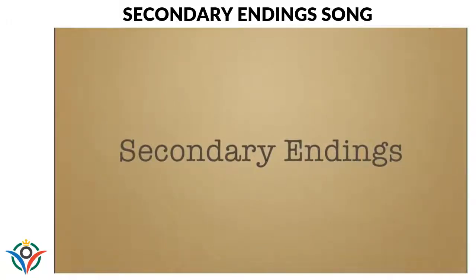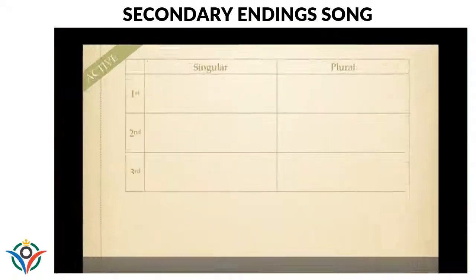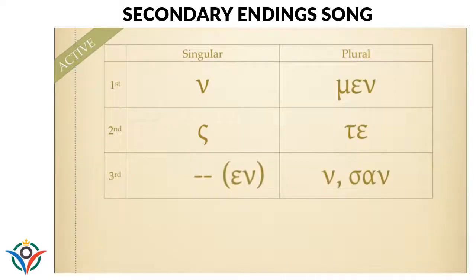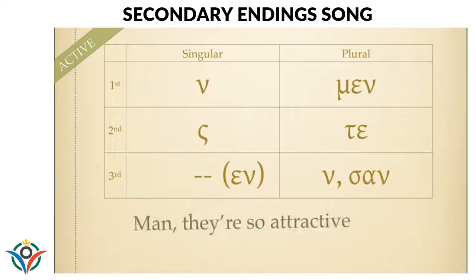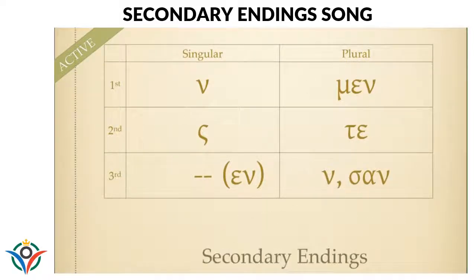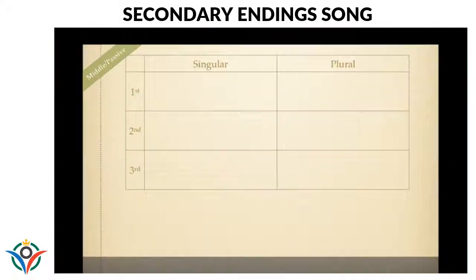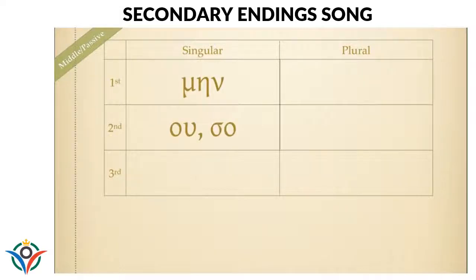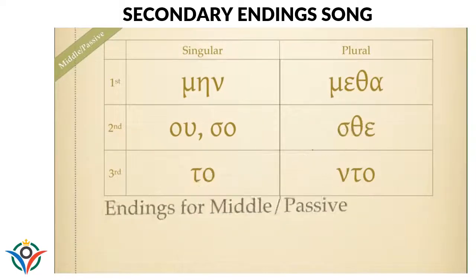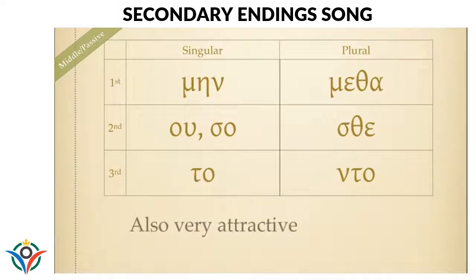Secondary endings. New sigma nothing, it looks like n. Menten new, or sometimes son. Endings for active, man they're so attractive. Now let's try middle passive secondary endings. Main, u, or saw, and then a ta. Methystheton ta, and that is all. Endings for middle passive, also very attractive.